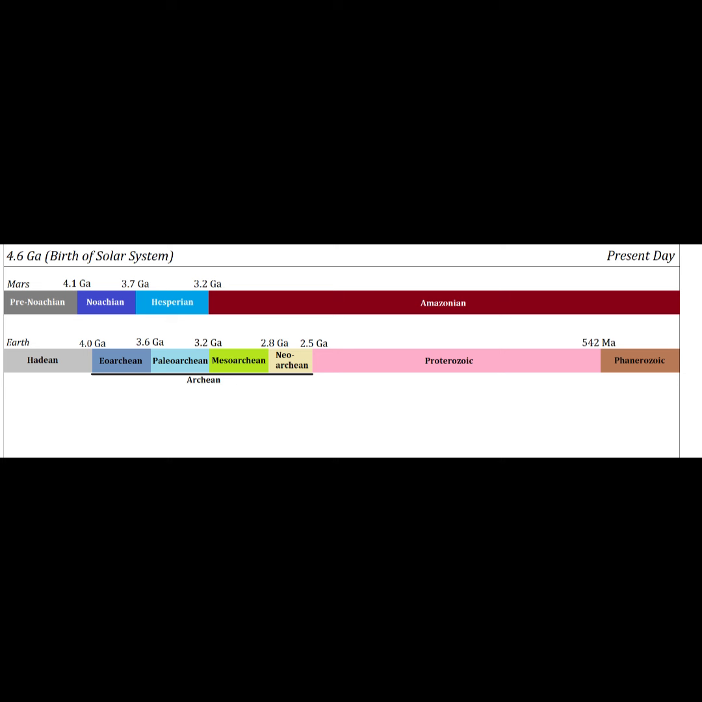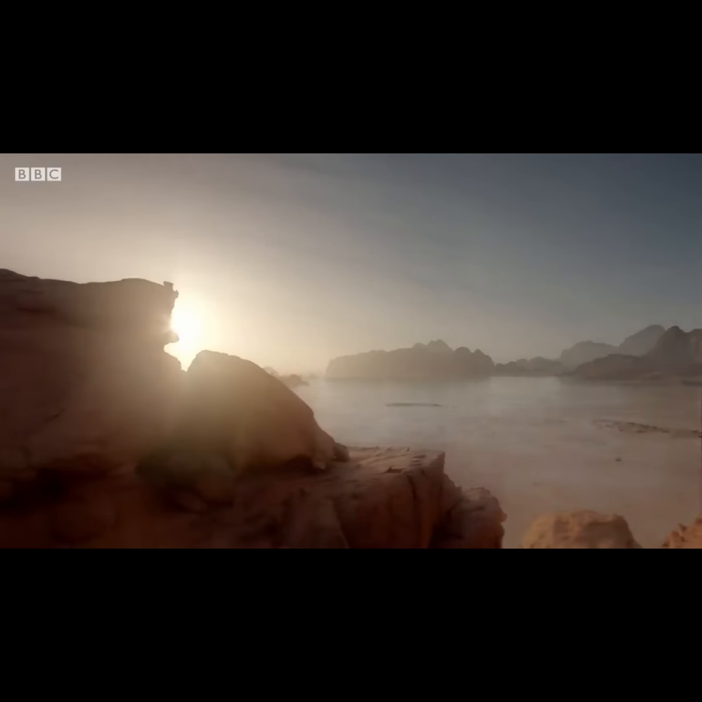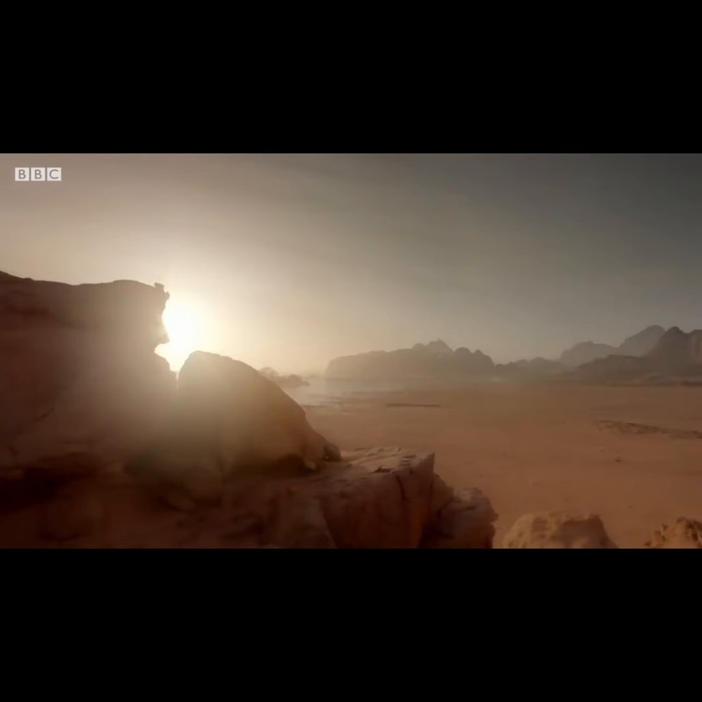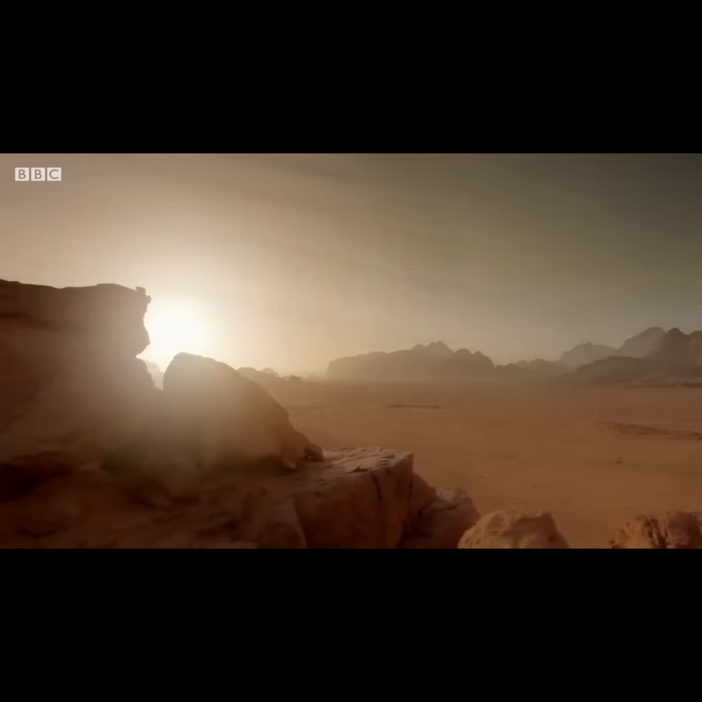As I mentioned before, there is some disagreement as to when the Hesperian-Amazonian boundary should lie, with some saying 3.2 billion years ago, while others saying it should be at 2 billion years ago. This is because the Deuteronilus Ocean, along with all other major standing bodies of water on Mars, had dried up by 3.2 billion years ago.